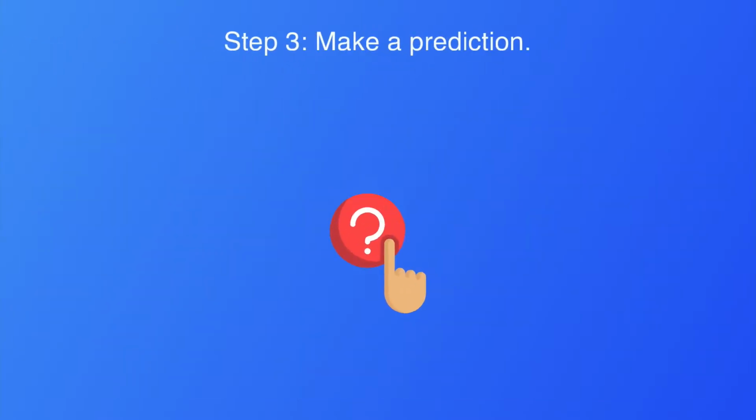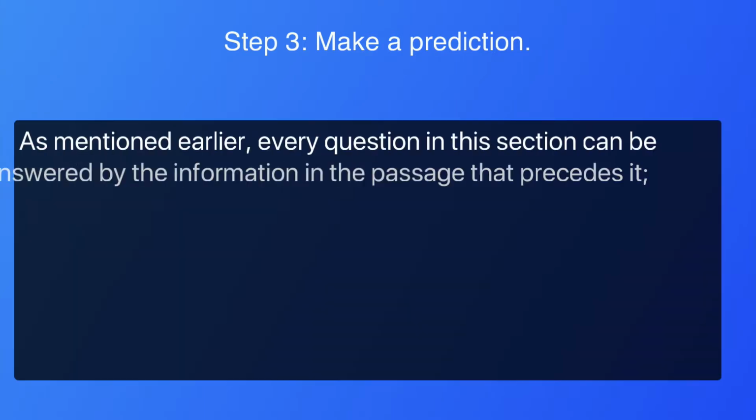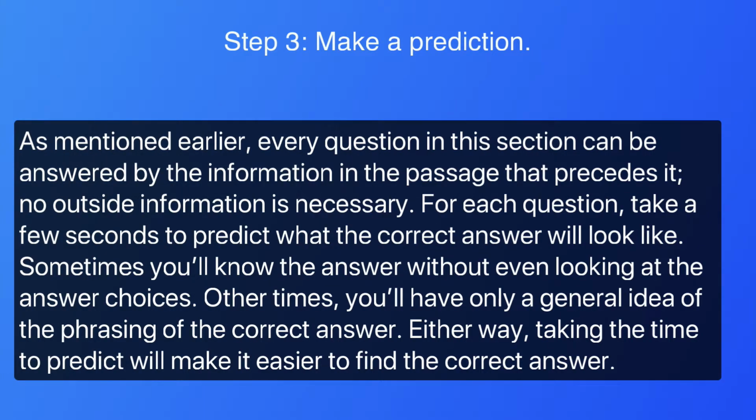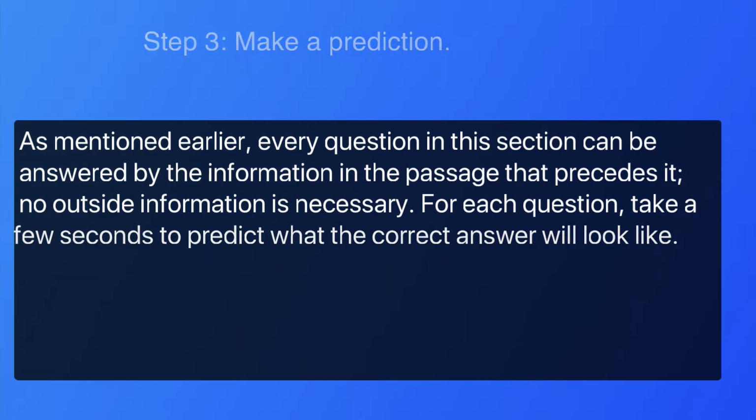Step 3. Make a prediction. As mentioned earlier, every question in this section can be answered by the information in the passage that precedes it. No outside information is necessary. For each question, take a few seconds to predict what the correct answer will look like. Sometimes you'll know the answer without even looking at the answer choices. Other times, you'll have only a general idea of the phrasing of the correct answer. Either way, taking the time to predict will make it easier to find the correct answer.